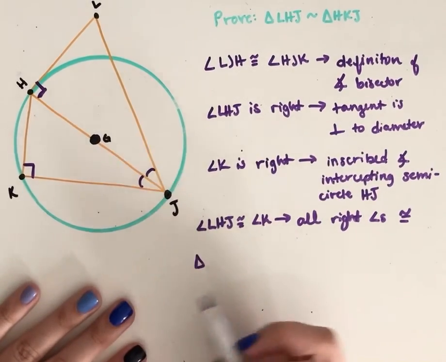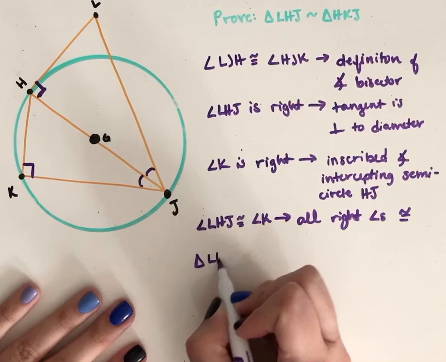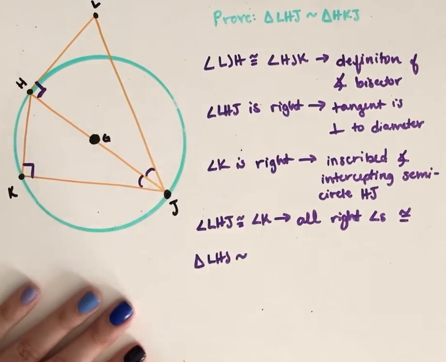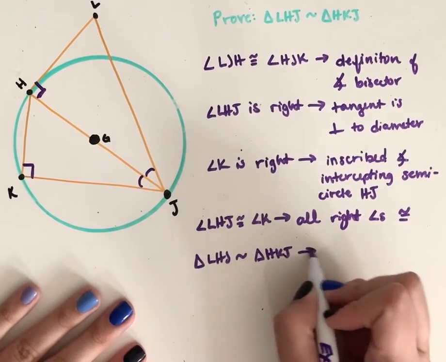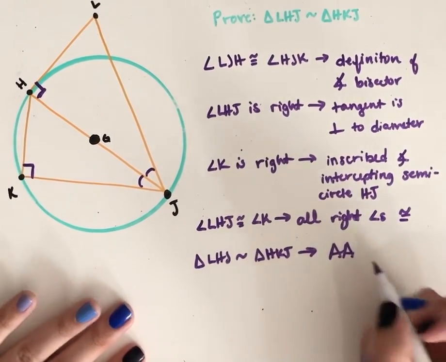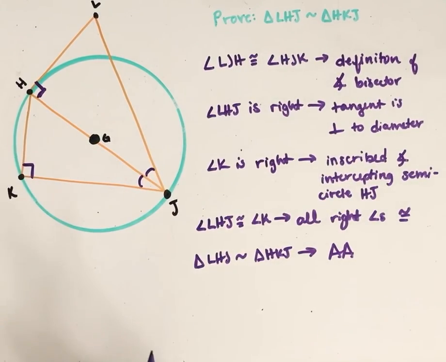Now I can prove what I was supposed to prove, that triangle LHJ is similar to triangle HKJ. I know that because I've proven angle, and that proves triangles are similar.